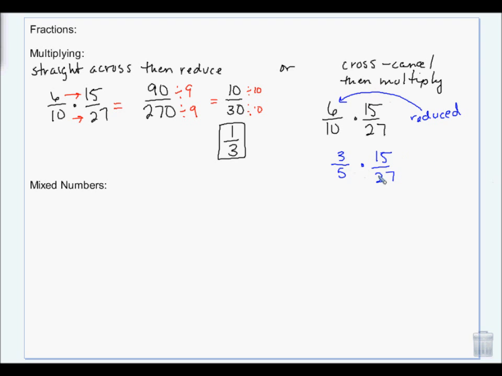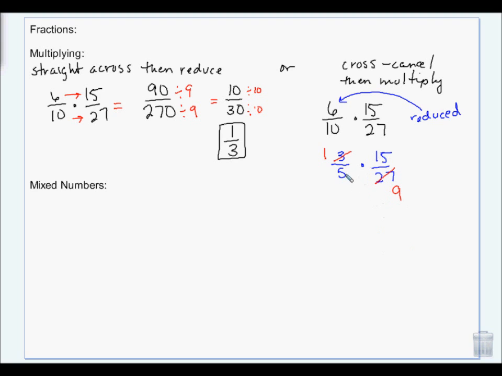Cross canceling works this way. I look at the crosses like an X, 3 and 27. I can divide both of those by 3, right? So if I divide 3 by 3, I get 1. If I divide 27 by 3, I get 9.